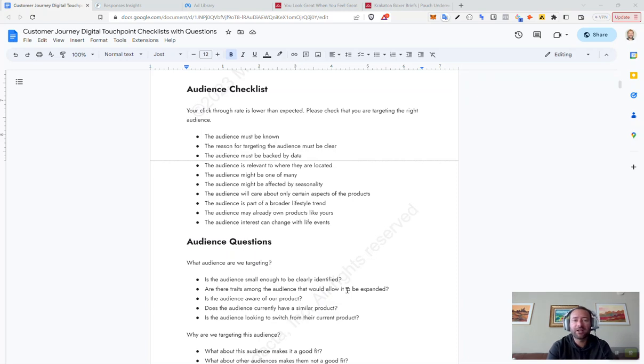The audience is relevant to where they are located. What that means is, are there certain products that are going to be a better fit for people that are around certain activities? If you're in Colorado and you're an outdoor brand and you're marketing to people for the outdoors, that might be a better fit than if you're marketing to people for the outdoors that are in New York City or San Francisco or a big city. It's not the right product for that fit.